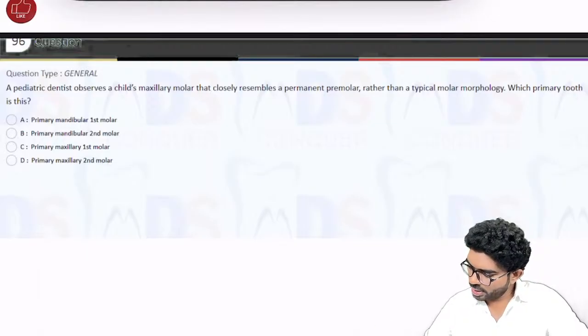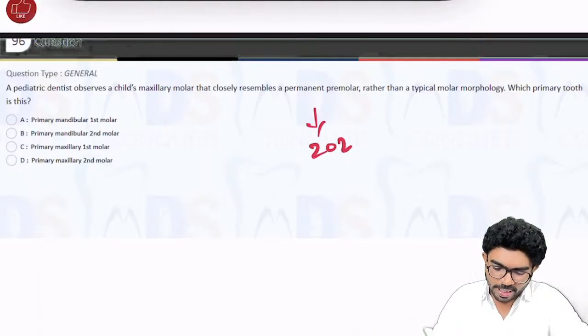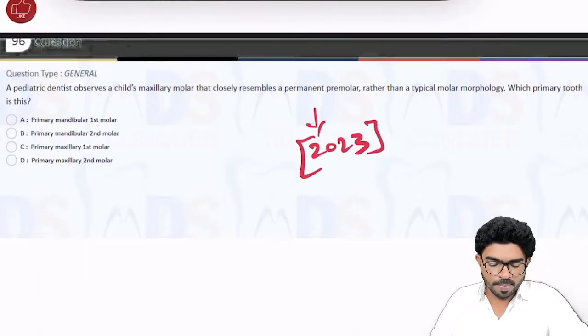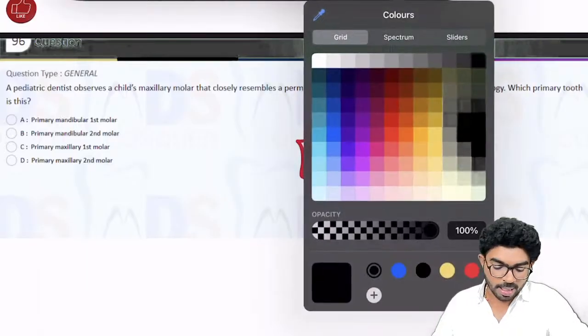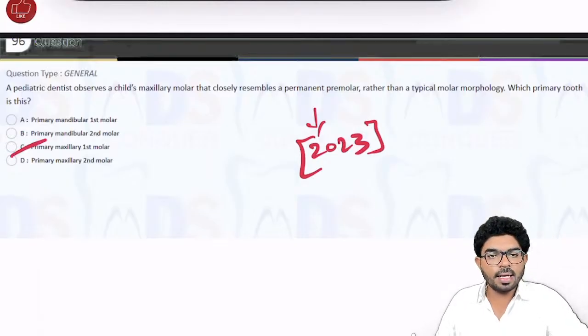So coming to 96. Again a straightforward, easy question. This concept was repeated in NEET 2023. A pediatric dentist observes a child's maxillary molar that resembles a permanent premolar rather than the typical molar morphology. What is this particular tooth? This particular tooth is your maxillary first molar.